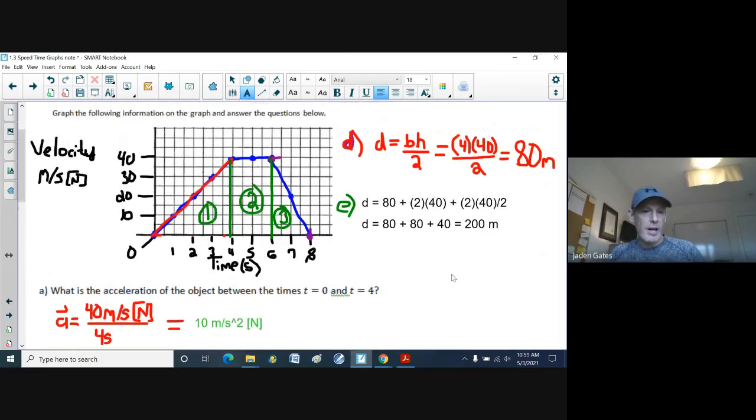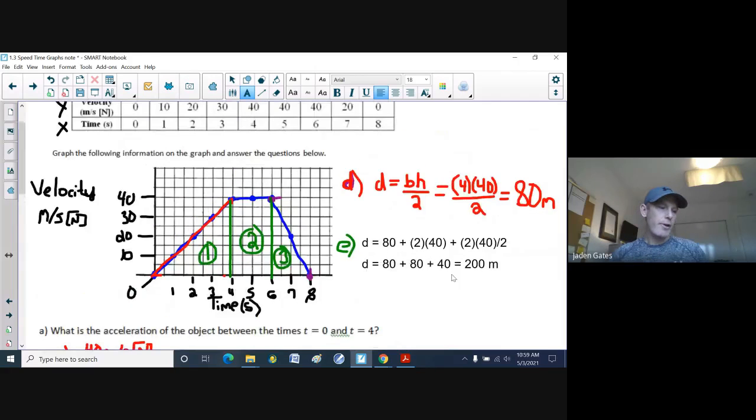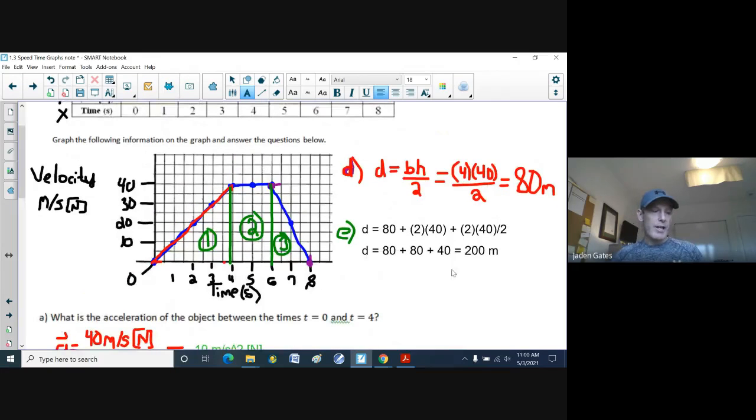All right, so again, with a velocity time graph, there are 2 things we can find out. First of all, it's another way of finding acceleration, and also you can find out how far your object or the person traveled.